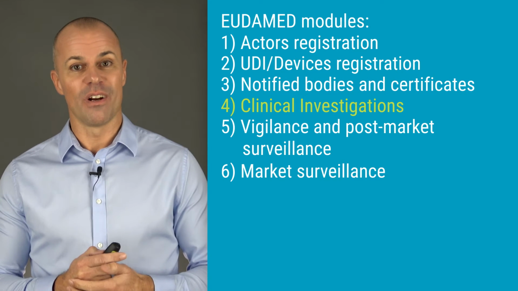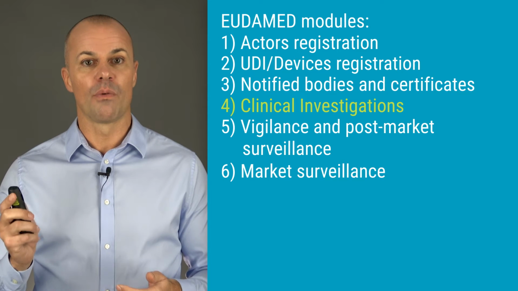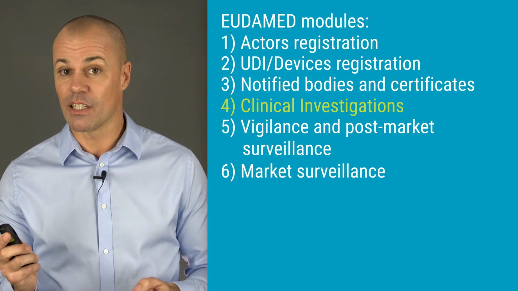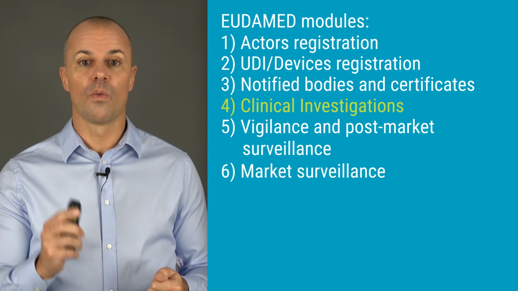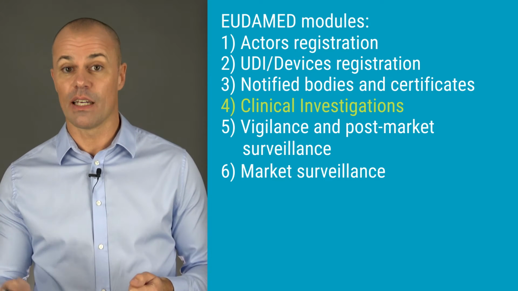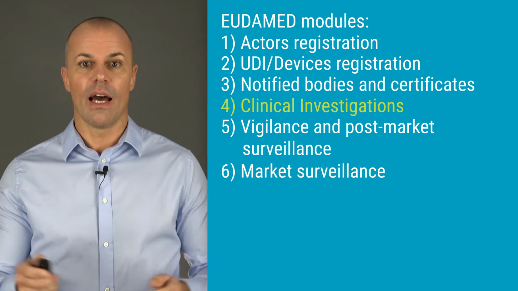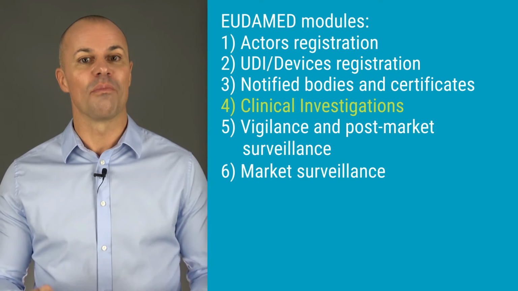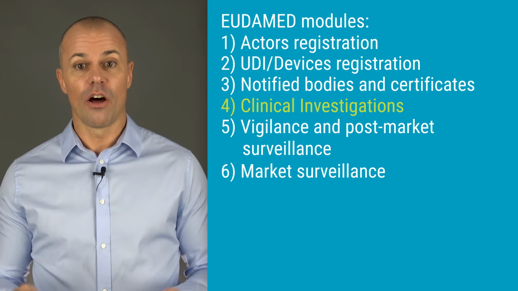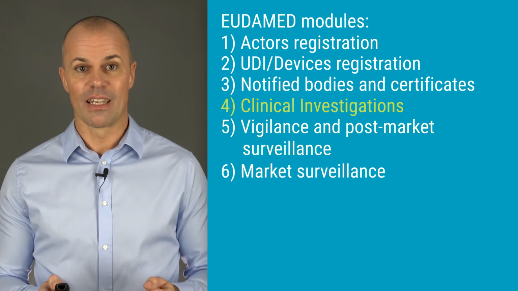Then module 4 in this list will be where the manufacturer applies, follows up and reports on their clinical investigations. Here the manufacturers actually must disclose what they want to achieve with the clinical investigation before they start the clinical investigation. And if a clinical investigation is terminated for some reason, this shall also be reported here. And a lot of the data in this module will be accessible to the public.